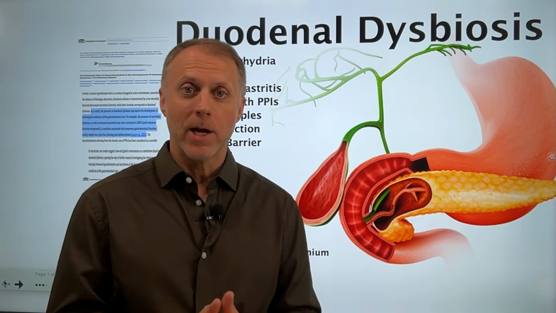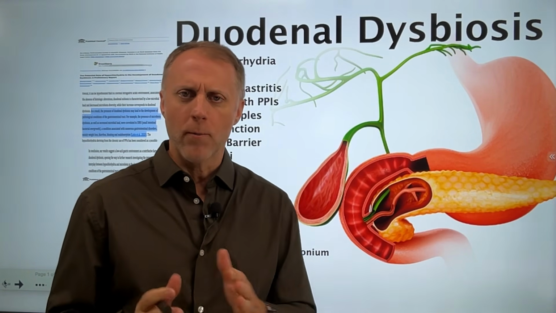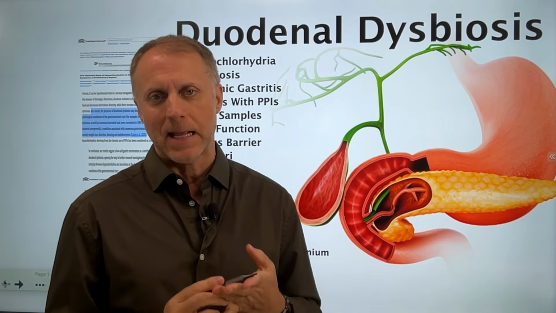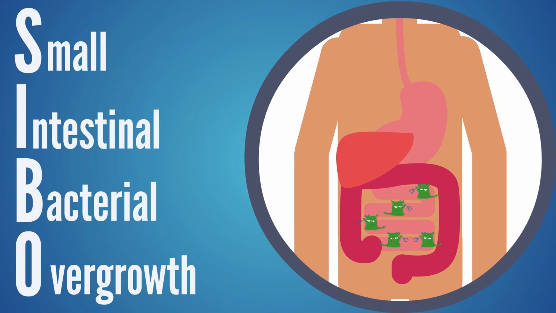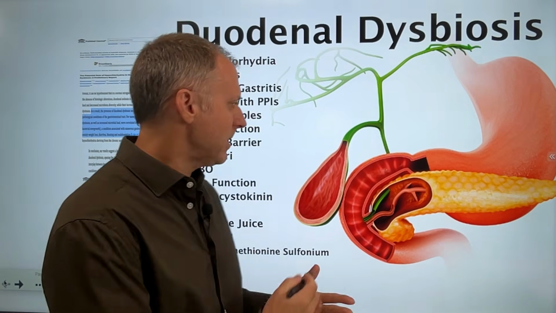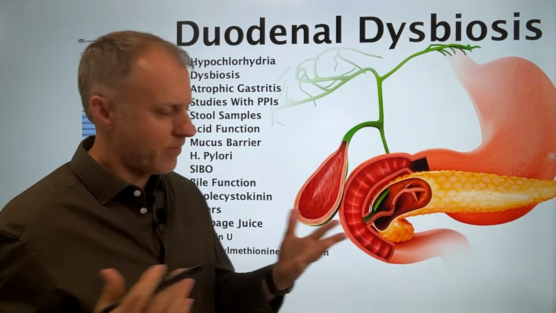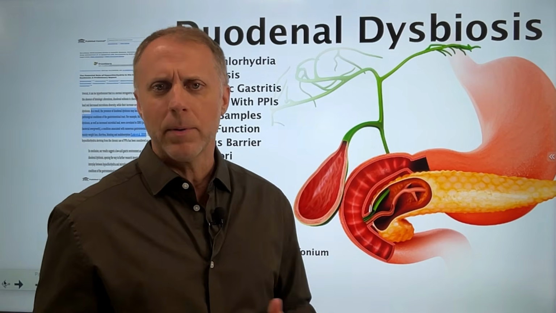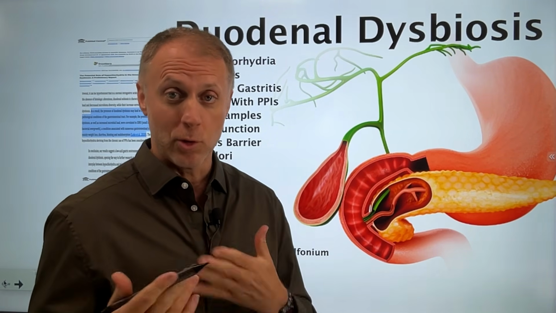We talk a lot on this channel about digestive issues and digestion, so I wanted to go over a connection between duodenal dysbiosis, low stomach acid, and SIBO, or small intestinal bacterial overgrowth. And this is the duodenum here. It's basically the first 10 inches of the small intestine. A lot of people will say duodenum, but trust me, it's a lot more fun to say duodenum.